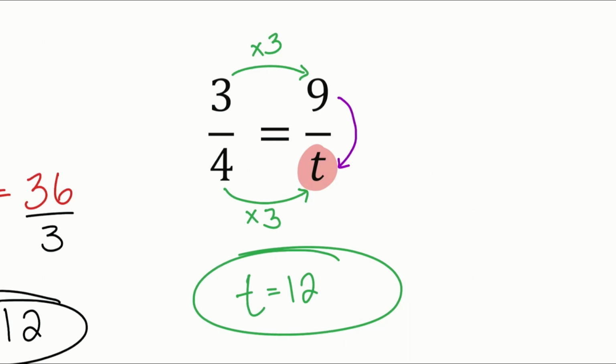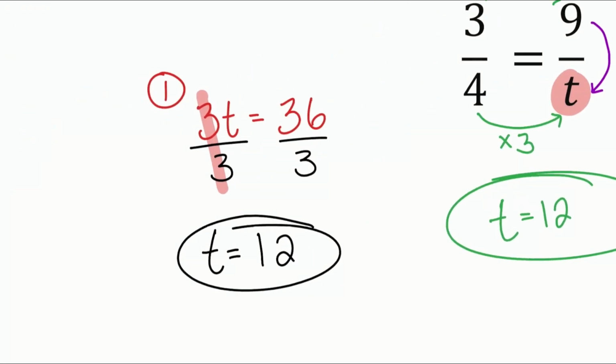And we can get the answer, notice, without having to even write anything down. We can observe this and see, oh, left to right times 3. So I can multiply 4 times 3 to get to the variable. That's 12. And we can save ourselves a little bit of time.